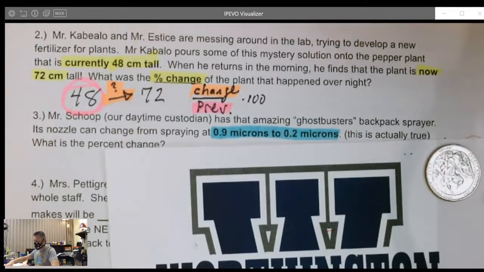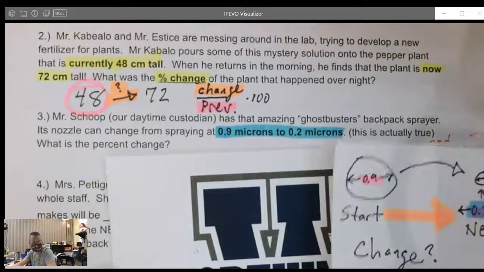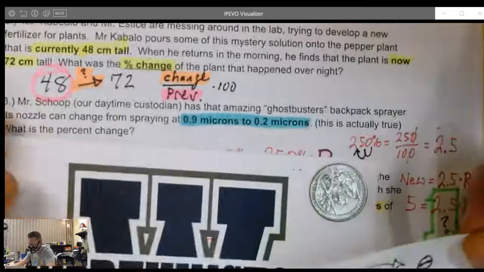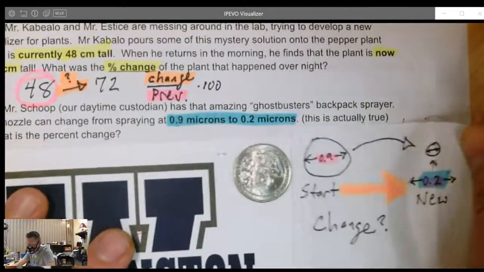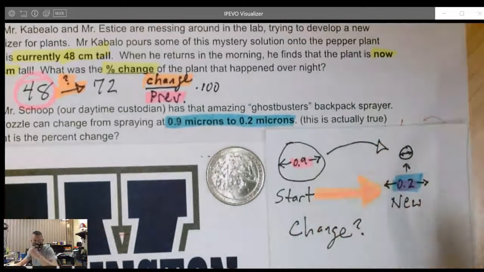Number 3 is essentially the same, so I'm going to talk about that, then I'll give you guys a couple minutes of break to work on things. I drew a picture up on the chalkboard, but I drew another one here on this Post-it to help us out. This is actually true information about the sprayer that Mr. Shoup has been using.